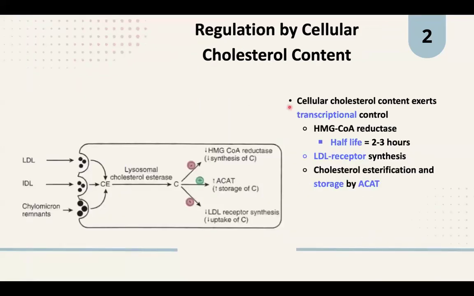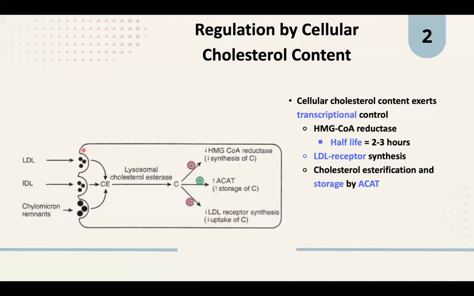Okay? Now, let's explain this image over here. So, this is a liver cell, and C over here stands for cholesterol. If you have a lot of cholesterol inside the liver cell, would you want to make more cholesterol? Obviously not, because you have too much already. So you will inhibit HMG-CoA reductase, so you inhibit the synthesis of cholesterol. Makes sense. You also will inhibit the LDL receptor, or you will downregulate the receptor.